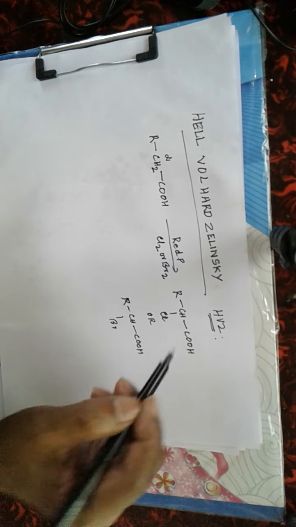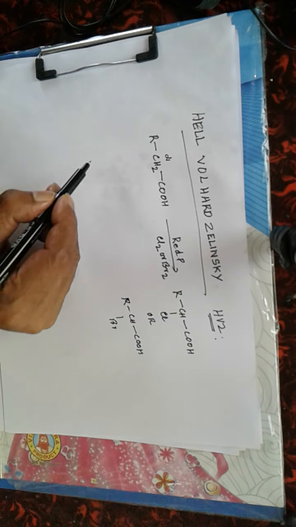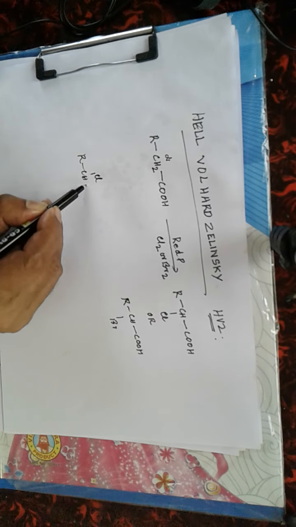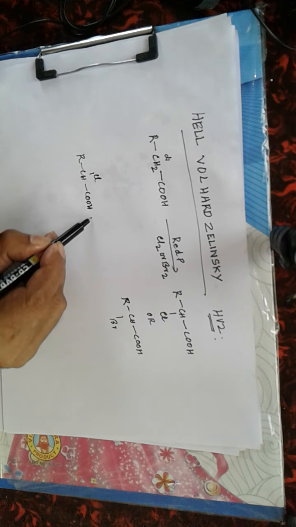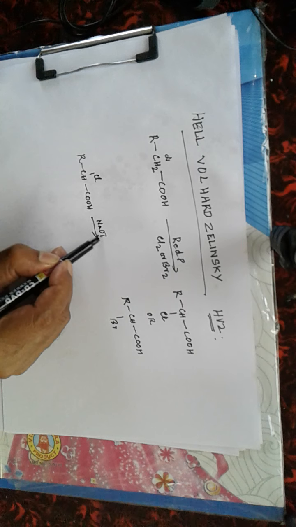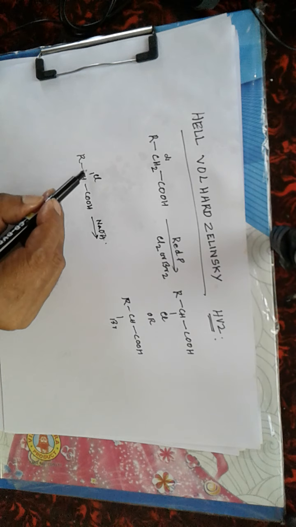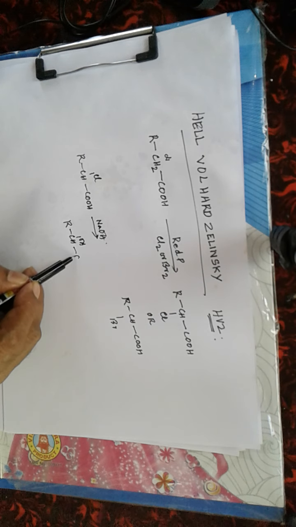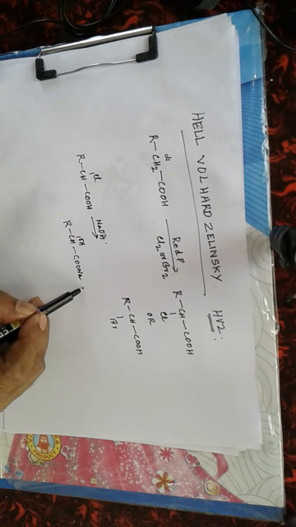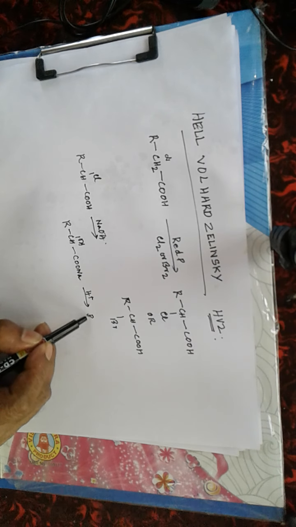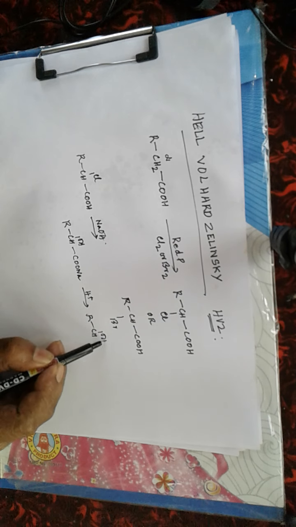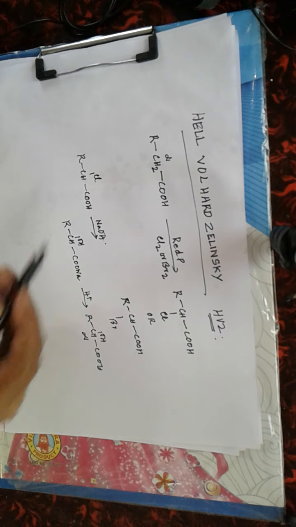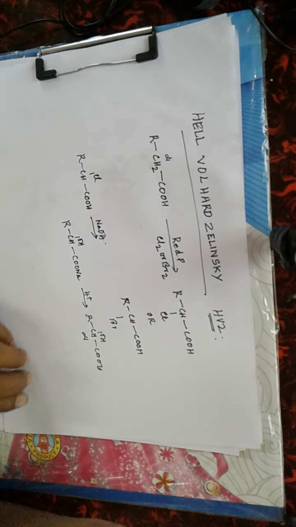Now from this compound, if RCHClCOOH is taken with NaOH, we can say this Cl may be replaced to give RCHOHCOONa, which on acidification with H positive we get RCHOHCOOH. This is an alpha hydroxy acid, so such preparations are possible by the Hell-Volhard-Zelinsky reaction.